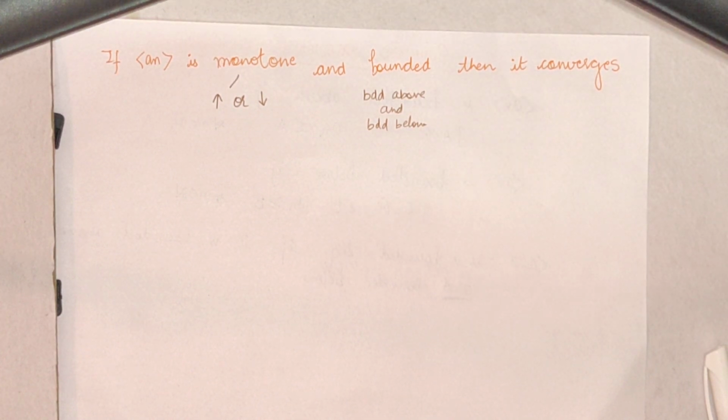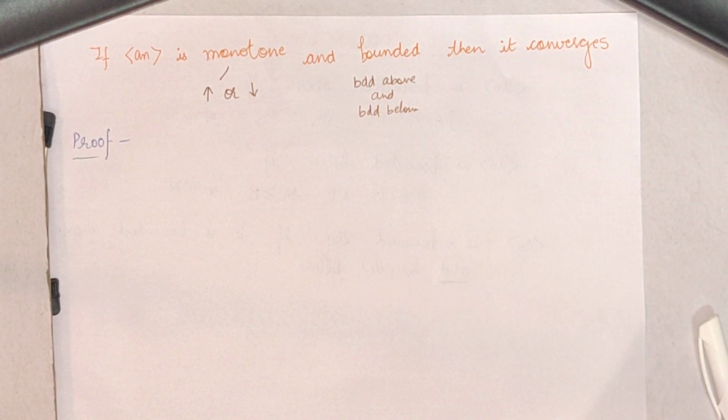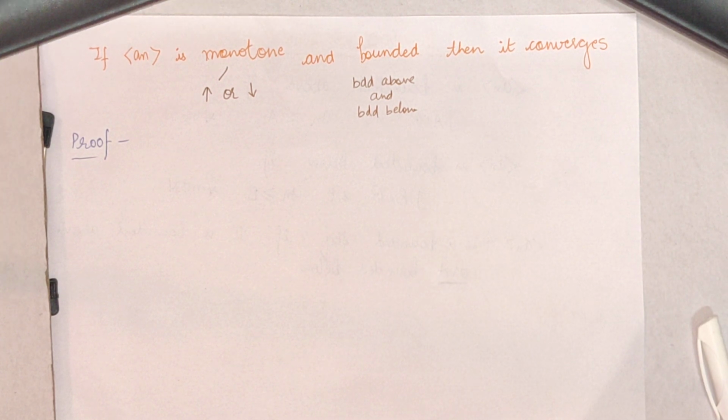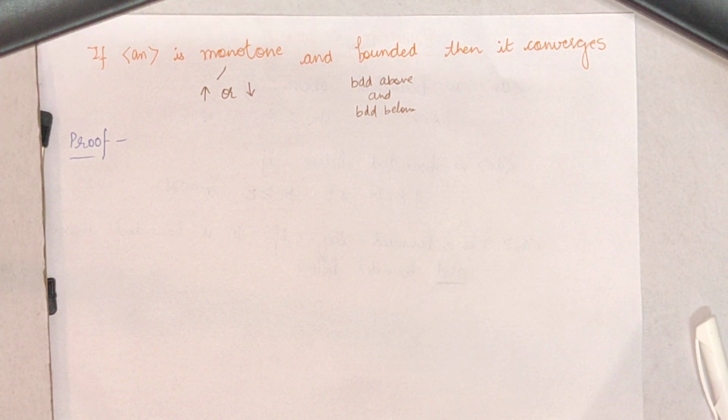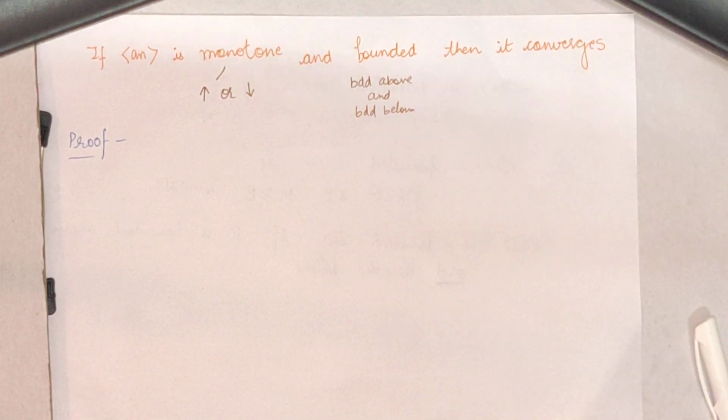We'll begin with the proof now. So first thing is the sequence a_n is monotone. So it is either increasing or decreasing. So we have to take two cases. Case 1, where we show the proof for a monotone increasing sequence, and the second case, where we consider that the sequence a_n is monotone decreasing, and then we have to prove that it converges. So I'll do case 1, and case 2 is very similar.